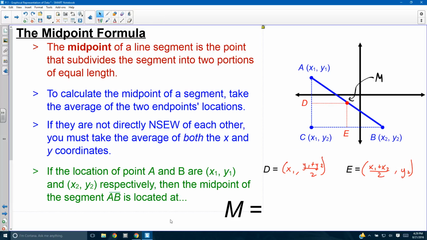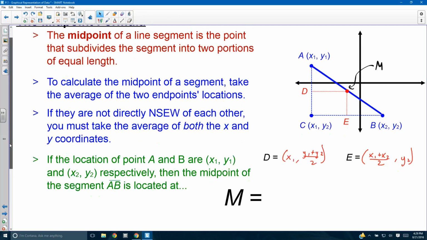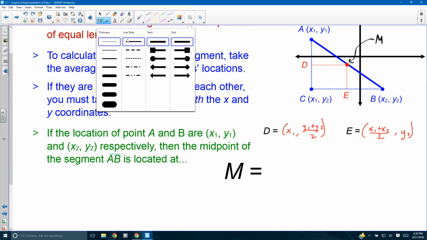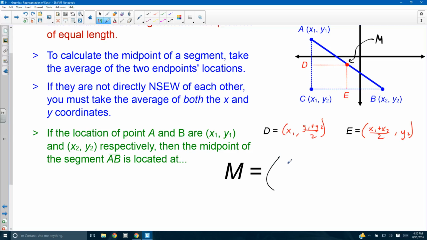All right. So if they're not directly north, south, east, and west of each other, you must take the average of both the x and y coordinates. So I did that. You take the average of the y coordinate here, the x coordinate here. Your midpoint of the points x1, y1, and x2, y2 of segment AB is averaging your x's and averaging your y's.